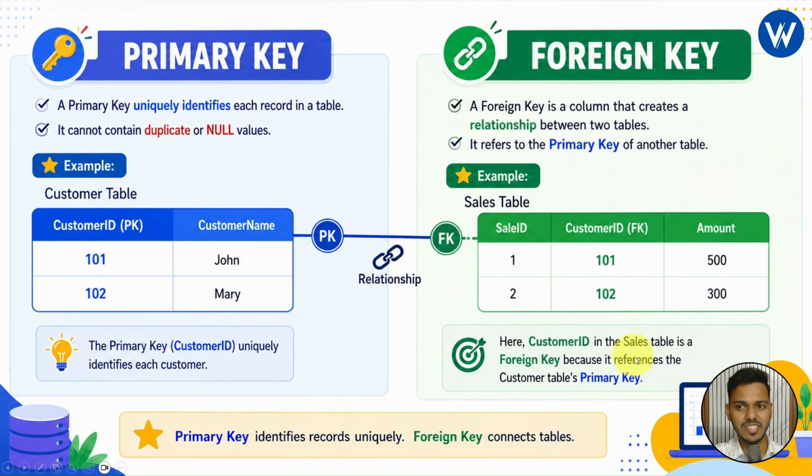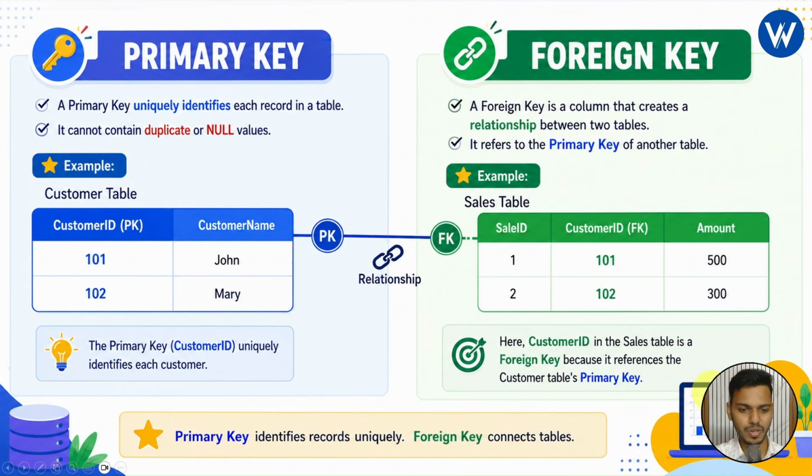In the same way, let's understand what a foreign key is. A foreign key is a column that creates a relationship between two tables. So basically with the help of a foreign key only we can build a relationship, but in both tables there should be one primary key and one foreign key. This is very important, guys. It refers to the primary key of another table.